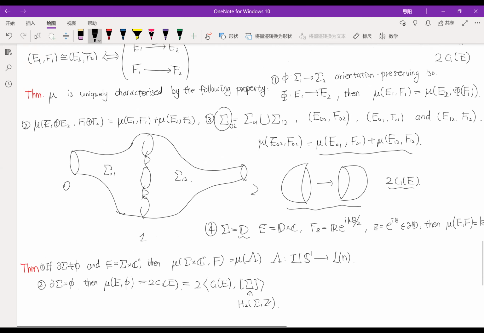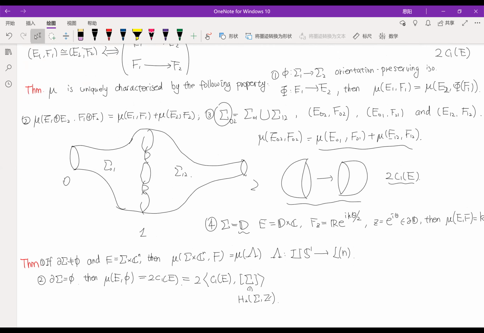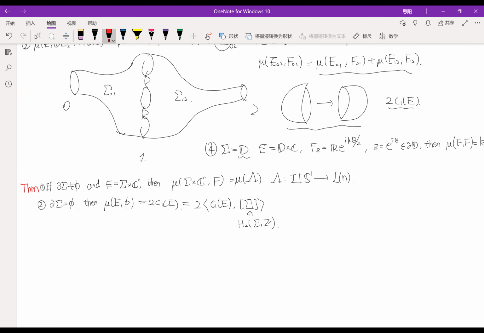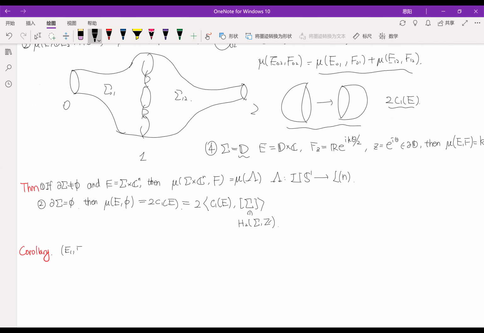So in order to prove this, we need some more preparations. From this we can readily deduce a corollary: the two bundle pairs are isomorphic if and only if they have the same boundary Maslov index and they have the same rank.